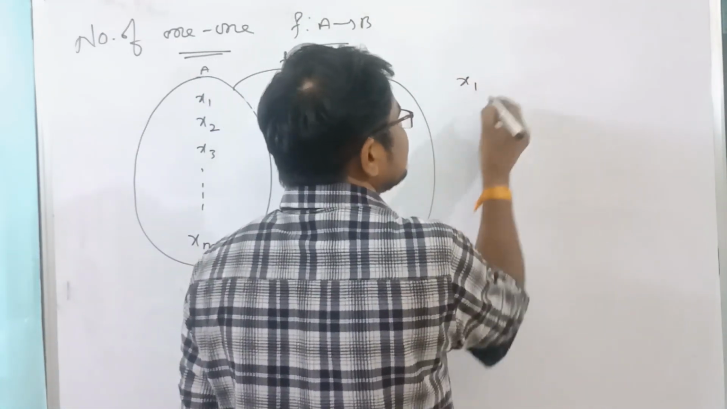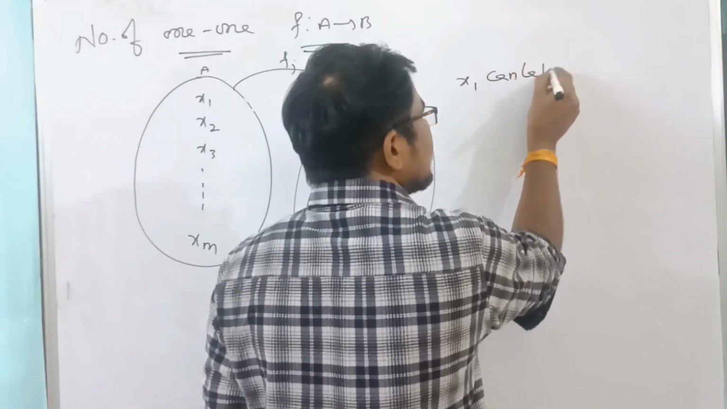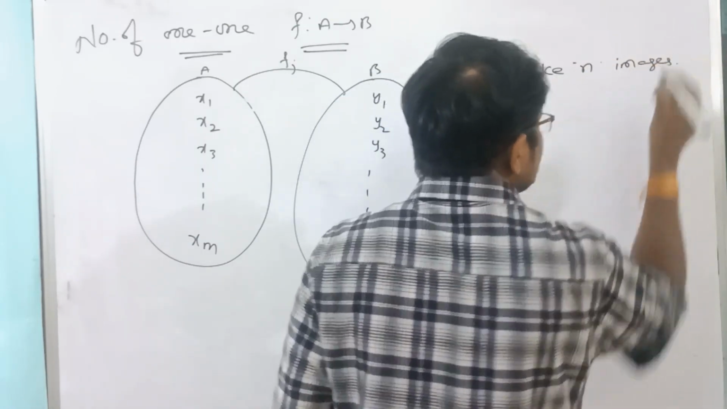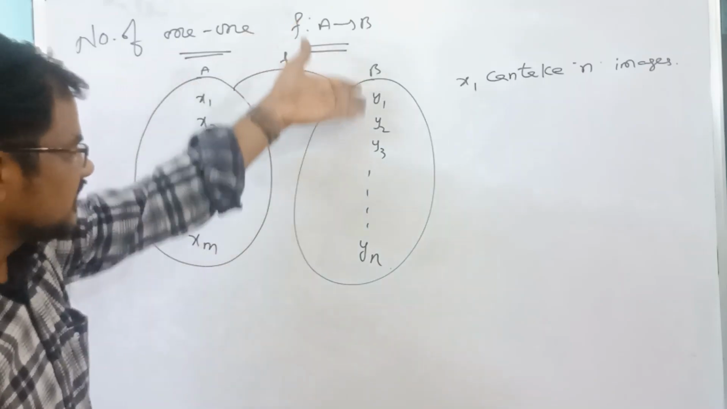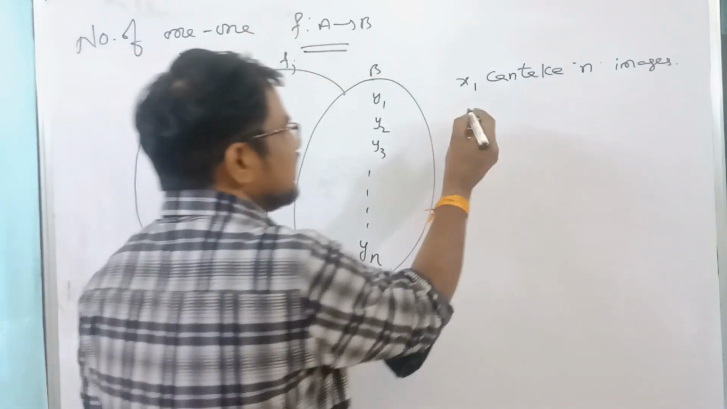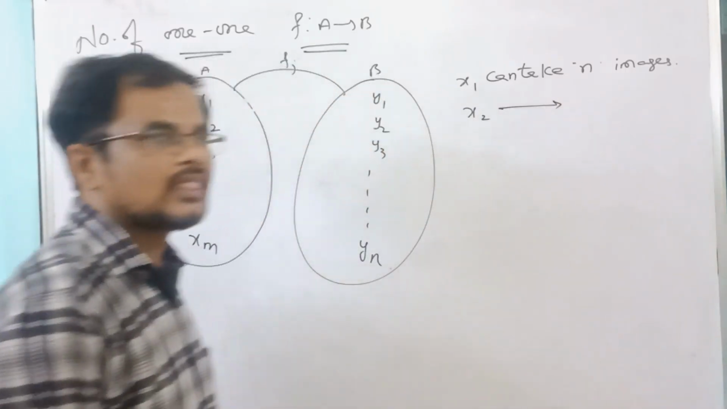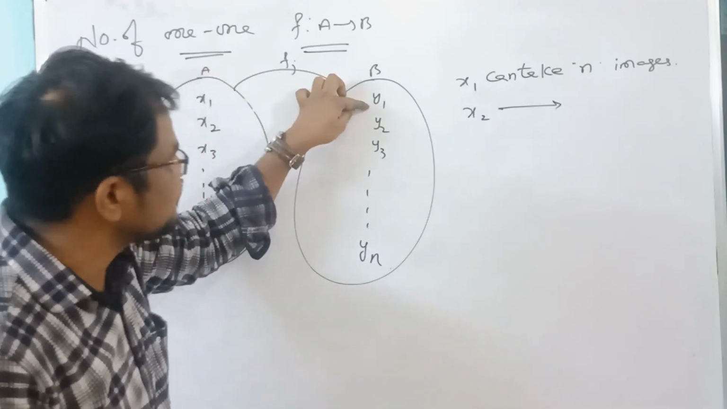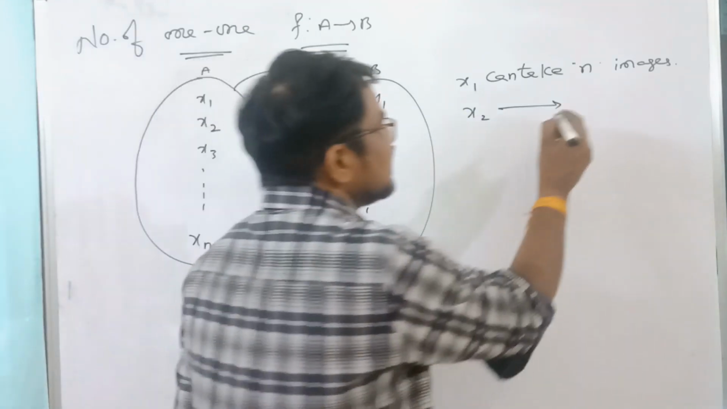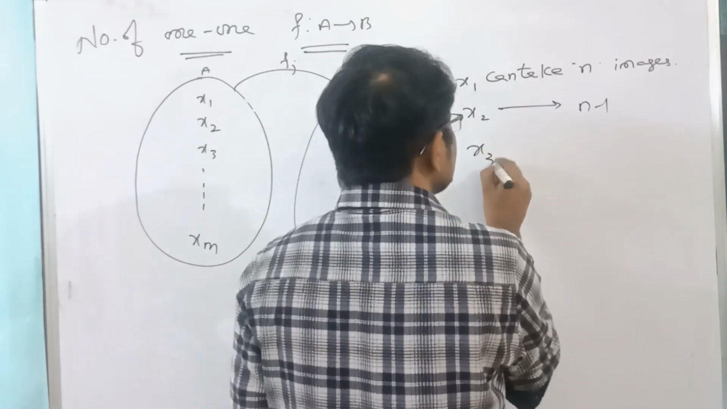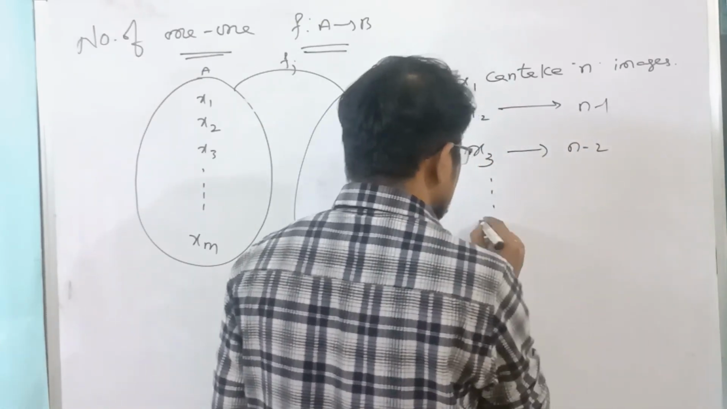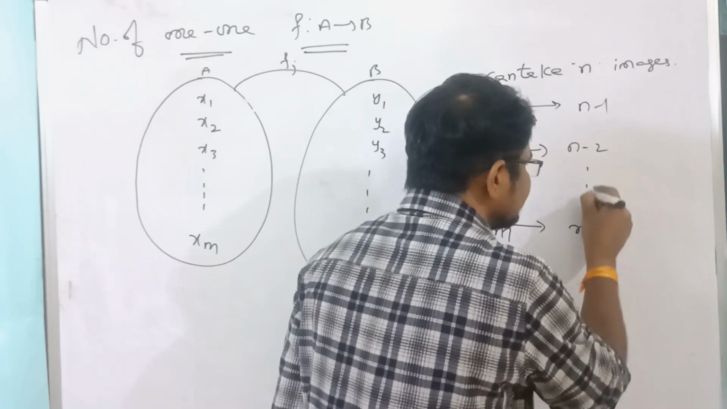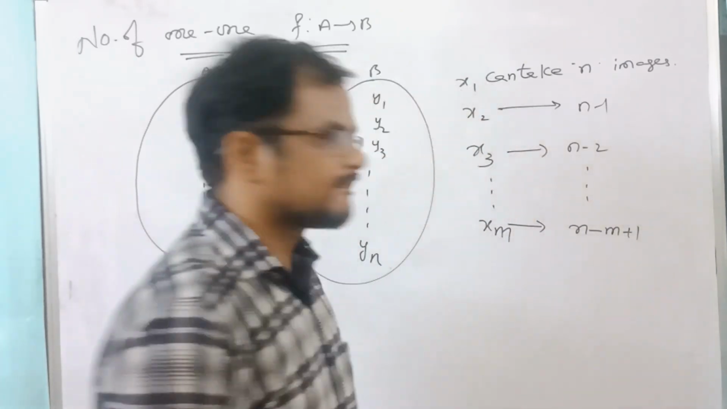Means for x1, how many images are there? n images are there. So for this x1 you can take any one image. But for x2 we can't take the same again. Suppose x1 is associated with y1, we can't take this one, the remaining we have to take, means n minus 1, and for x3 n minus 2, etc., for xm n minus of m plus 1. How?